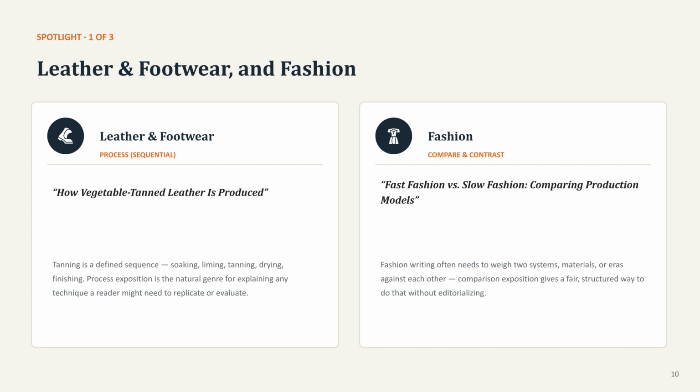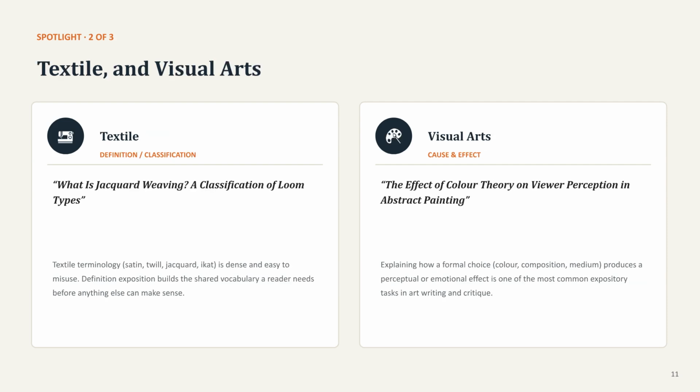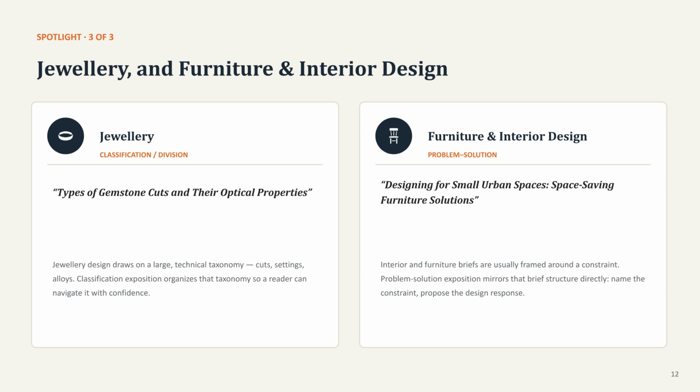design processes. For instance, in the leather and footwear studio, process exposition explains production steps, while in fashion, comparison exposition is often used to weigh different production models like fast versus slow fashion. In textiles, definition and classification help clarify dense terminology. In visual arts, cause and effect is crucial for explaining how formal design choices, like color theory, impact a viewer's perception. Finally, in jewelry design, classification helps organize complex technical taxonomies.